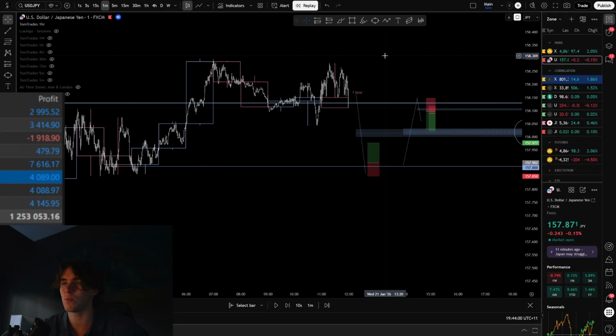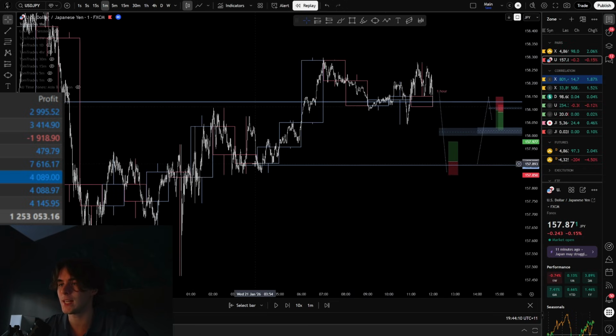Step two is to wait for price to overextend into the high or low, or highs or lows, of the range, and then wait for a reaction at that area. So I just drew out a level here. We have a previous hour candle close bearish, new one opens, closes bullish. So this creates a level here.